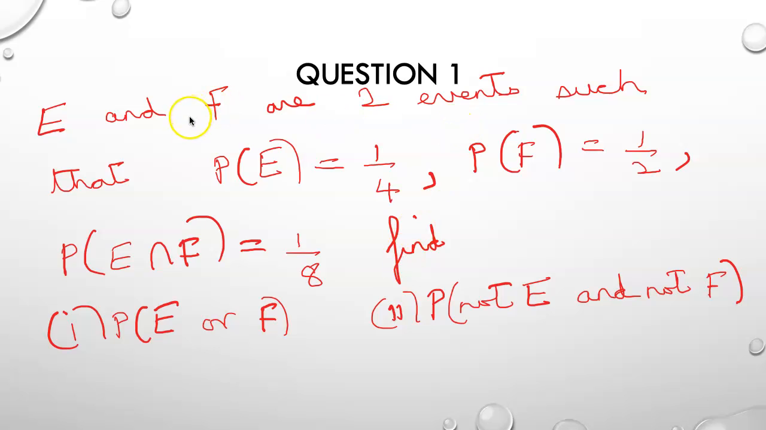So coming to questions, E and F are two events such that probability of E is 1 by 4, probability of F is half, probability of E intersection F is 1 by 8. Find the first part probability of E or F and the second part probability of not E and not F.